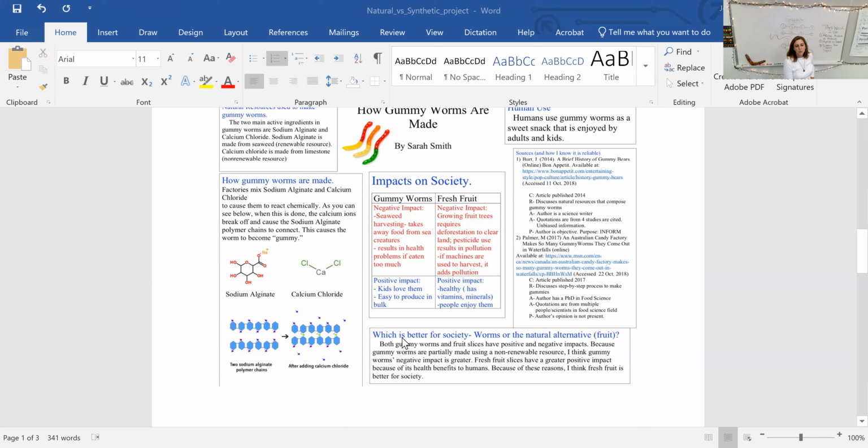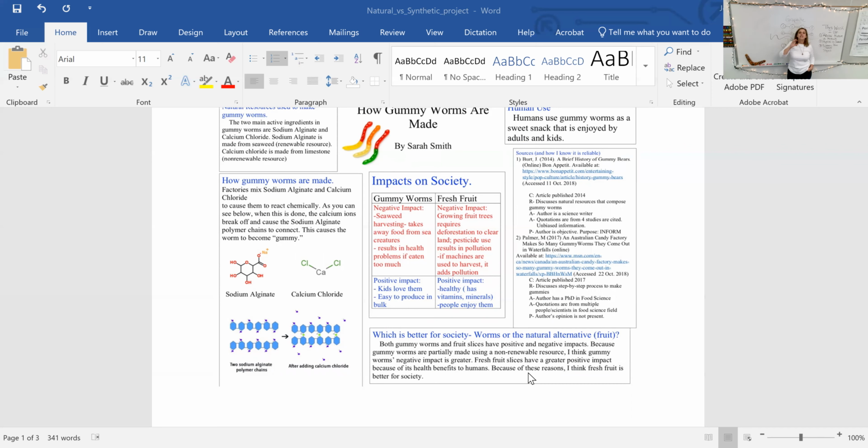And last, which is better for society, gummy worms or the natural alternative, which they had given as fruit. They said both gummy worms and fruit slices have positive and negative impacts. Because gummy worms are partially made using a non-renewable resource, I think gummy worms' negative impact is greater. Fresh fruit slices have a greater positive impact because of its health benefits to humans. Because of these reasons, I think fresh fruit is better for society.